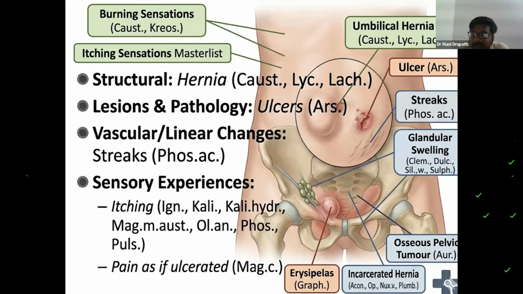With a lot of glandular swellings, see the remedies. Syphilinum, Graphites, in incarcerated hernia, and Tabacum is a wonderful remedy in strangulated hernia. In strangulated hernia. Shall I go with the next slide? Did you take the screenshot of this?